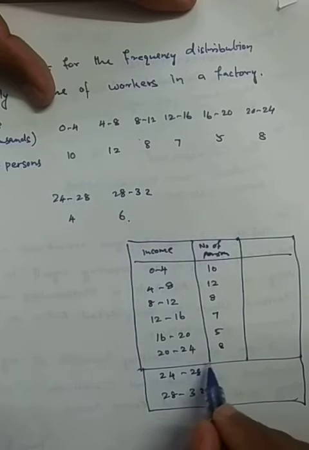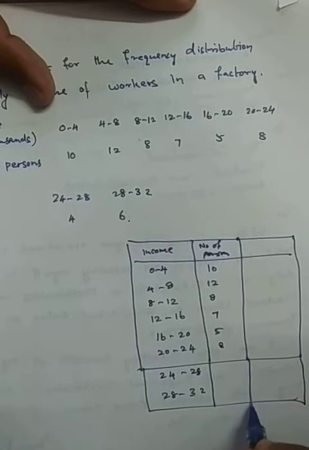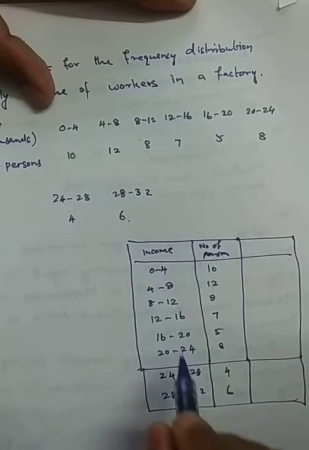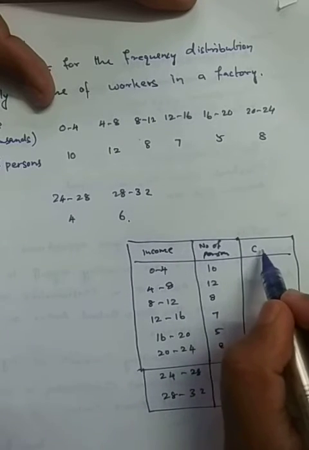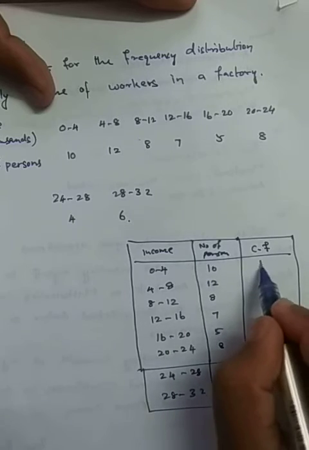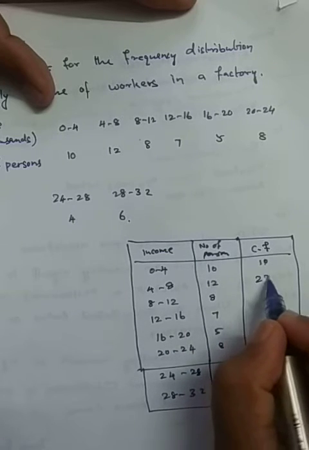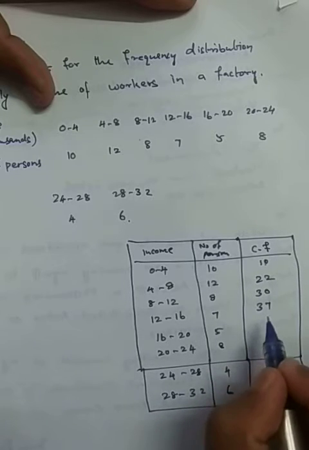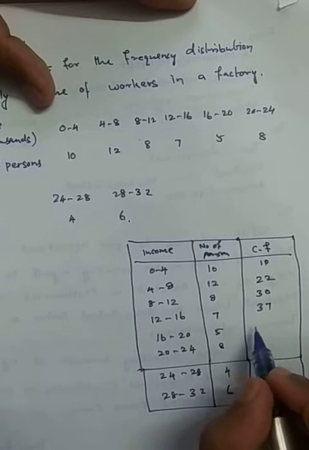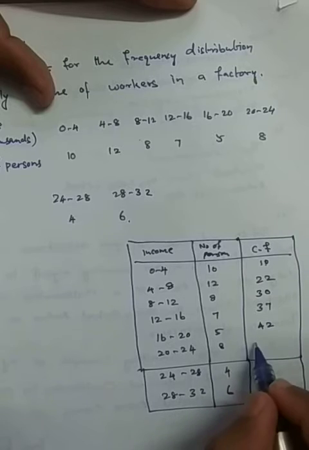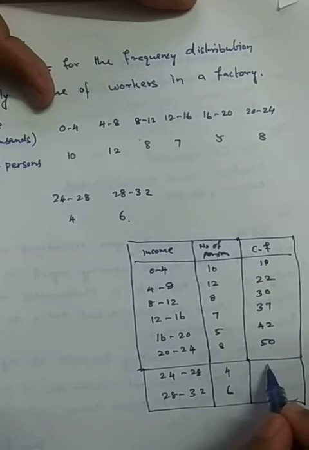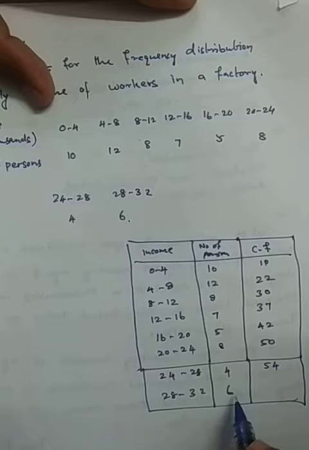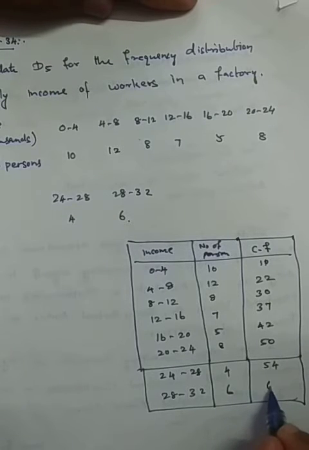Okay, so how much? 4, 6 is there. You can also do it individually. This is CF, cumulative frequency. 10, 10 plus 12 is 22, 22 plus 8 is 30, 30 plus 7 is 37, 37 plus 5 is 42, 42 plus 8 is 50, 50 plus 4 is 54, 54 plus 6 is 60 will come.